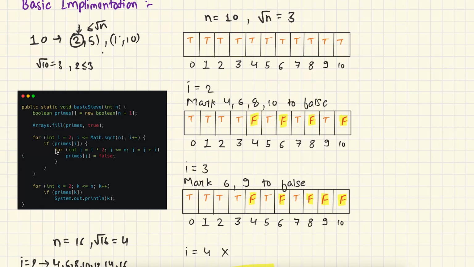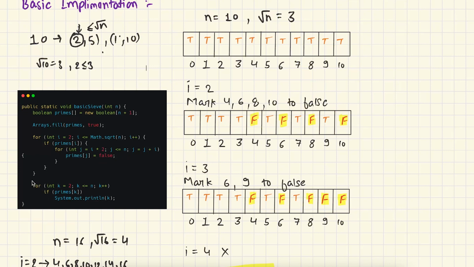If the number is prime, then inside the if statement we are running a loop from i times 2 to less than or equal to n, and we are marking all the multiples of i as false. I will explain this for loop in a bit. At the last, we are again running a loop from 2 to less than or equal to n, and we are checking if k is prime.